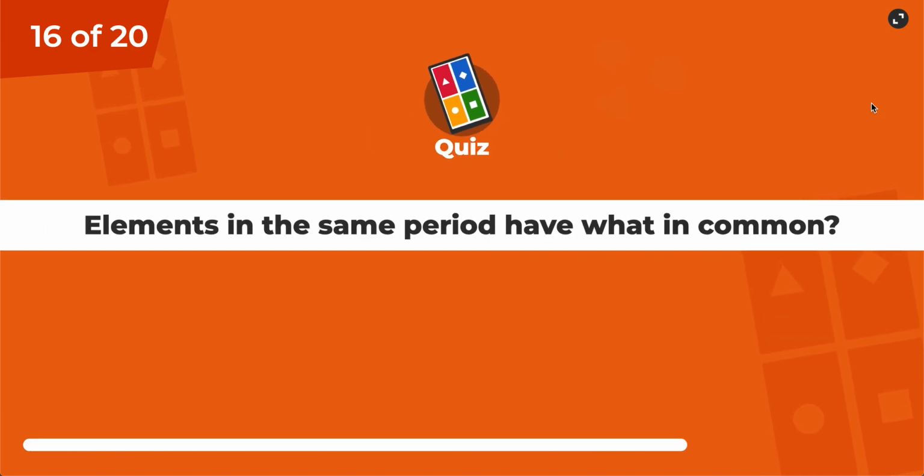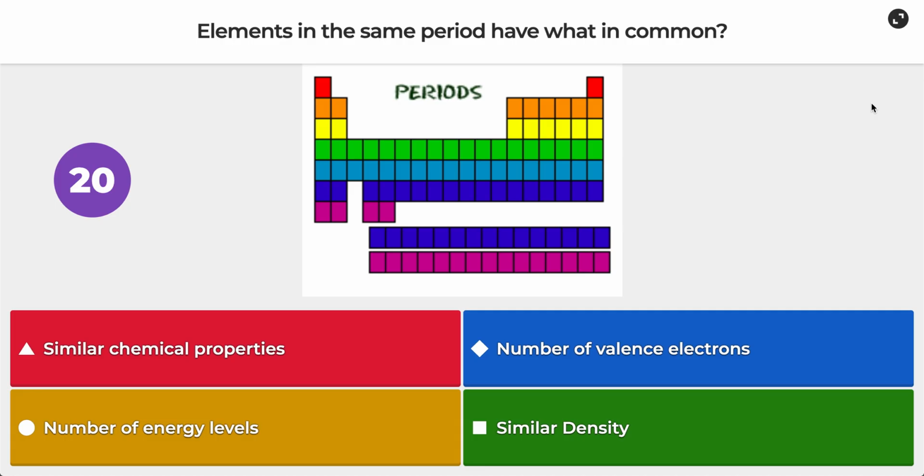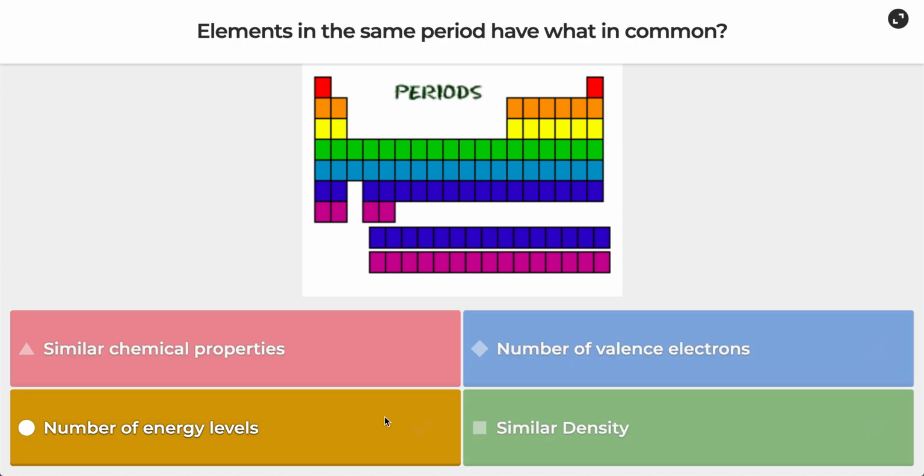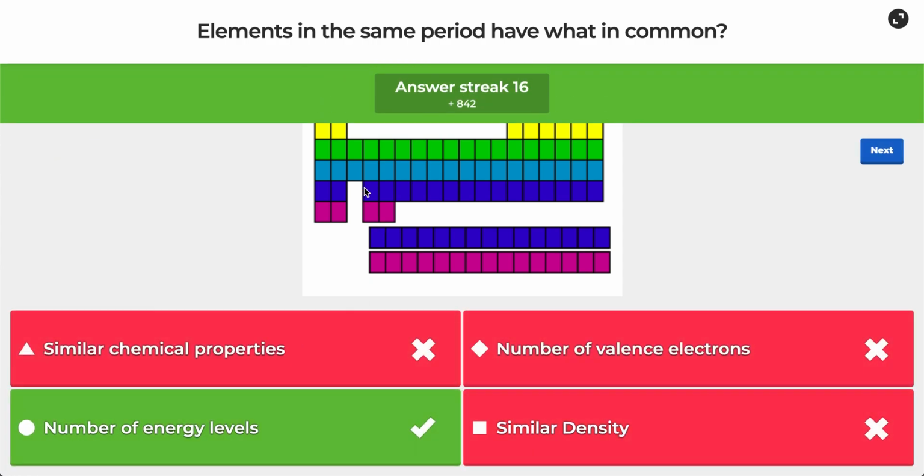Elements in the same period have what in common? So remember, periods go from left to right, and that is going to be the same number of energy levels. Chemical properties is going to be groups. Number of valence electrons is also going to be groups, and density has nothing to do with this.